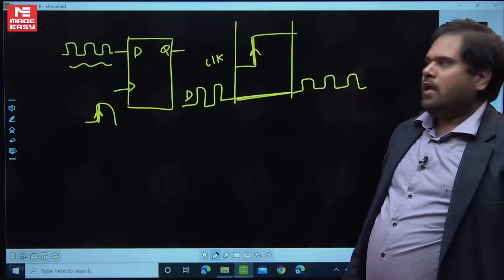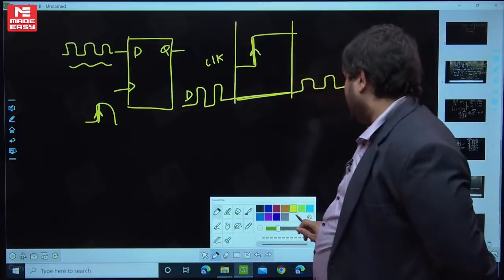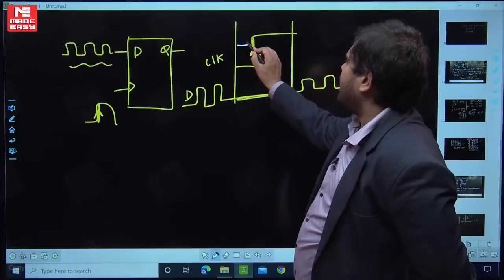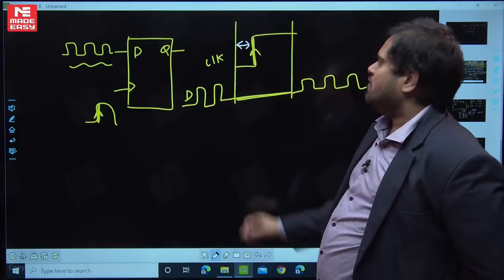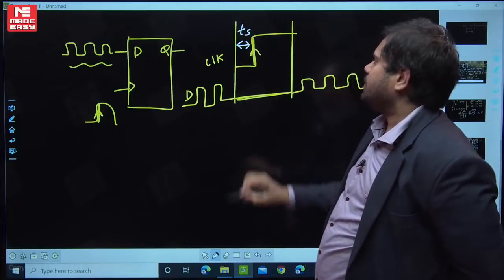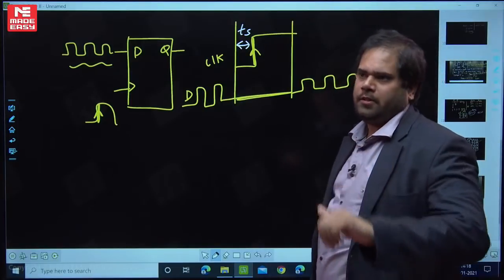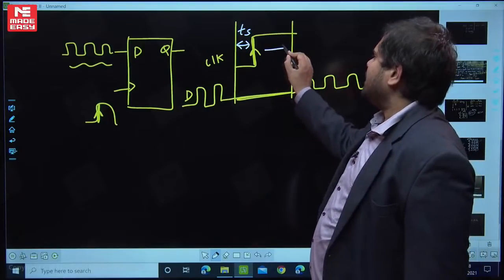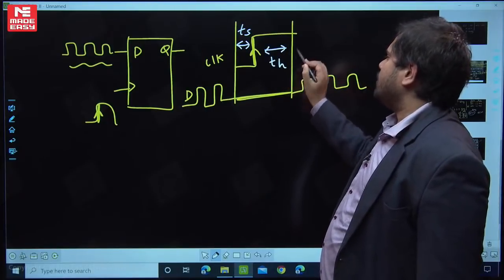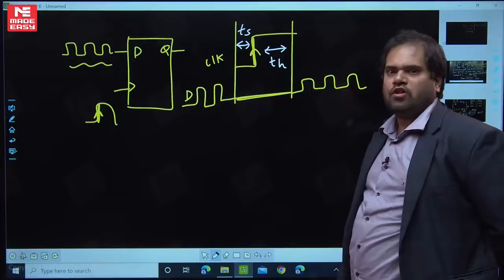Okay, so for some time before, so basically what is setup time? The time before the clock edge for which input should be stable is called setup time. Before the clock pulse the input should be stable, and after the clock pulse also the input should be stable for a little while, and that is called the hold time. That means what should happen?